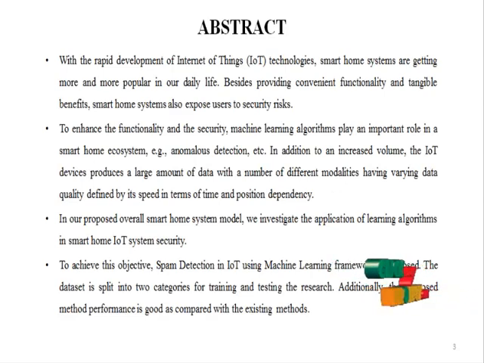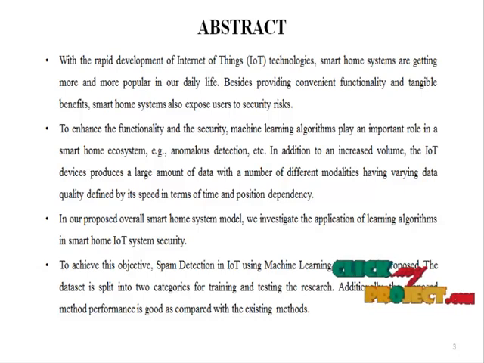With the rapid development of IoT technology, smart home systems are getting more and more popular in our daily life. Here we are going to help the user secure the smart home system from risk. To enhance the functionality and the security, we are going to apply machine learning algorithms, which play an important role in the smart home ecosystem, for example anomaly detection. So it increases the volume.